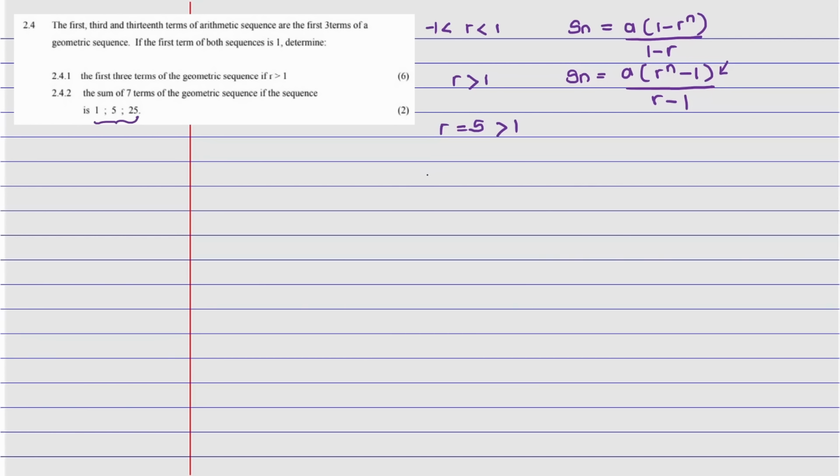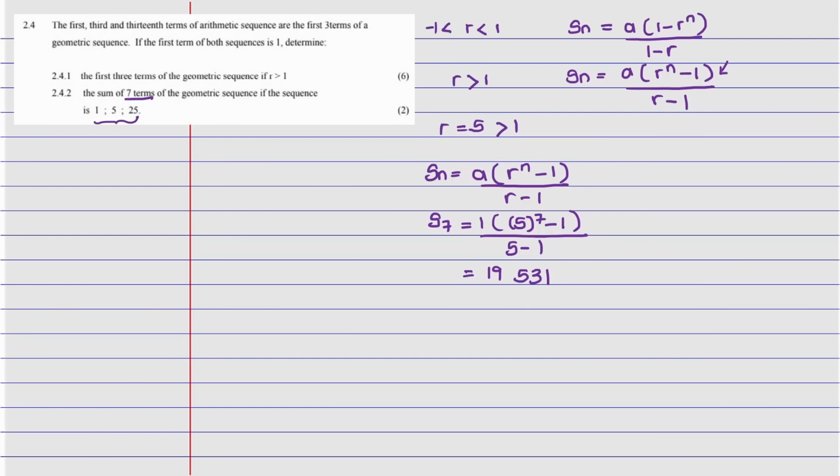So we're going to use this Sn. Sn is equal to A times R to the power n minus 1, divided by R minus 1. We're looking for the first 7 terms, so S7 is equal to A, which is 1, then R is 5, so it's going to be 5 to the power 7 minus 1, divided by 5 minus 1. Then you punch that into the calculator, and this is what you're going to get: 19,531.